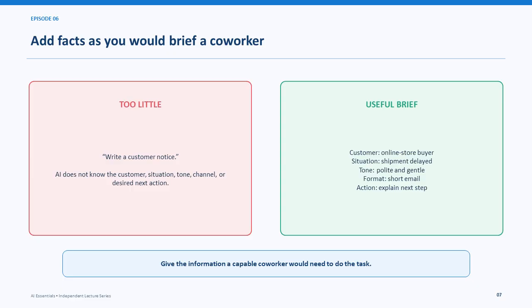Brief AI as you would brief a capable coworker. "Write a customer notice" gives no information about the customer, situation, tone, channel, or required action. A useful brief explains that an online store buyer is affected by a delayed shipment, requests a calm and polite email, and asks for an explanation of the delay and the next step. Relevant facts make the task understandable.